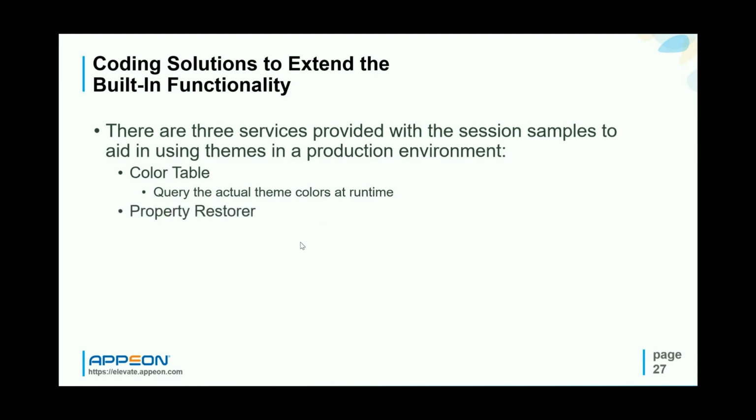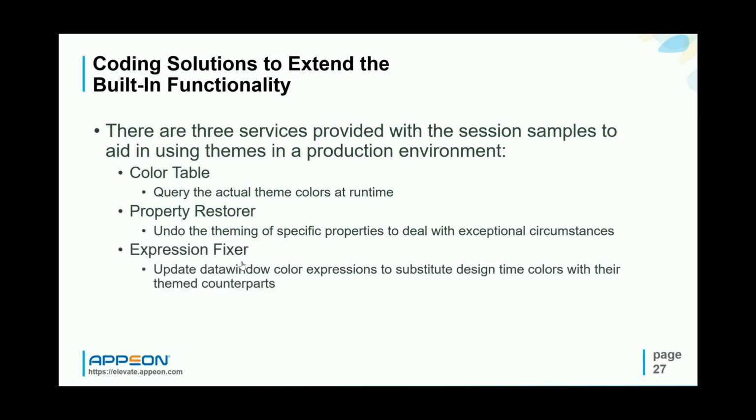Next up is a property restorer. Since the theming engine is pretty indiscriminate, it's just going to override any colors with the ones from the theme. If you do have special cases where you need a particular color to emphasize something, this logic here will let you restore it back once the theming's applied. And finally, there is the expression fixer. If you don't want to use the font transparency setting trick when you're trying to use an expression to make a field look disabled, this will actually update the color values in an expression to match values from the theme file. So let's jump in.